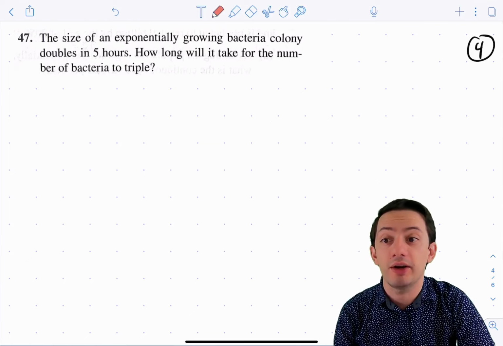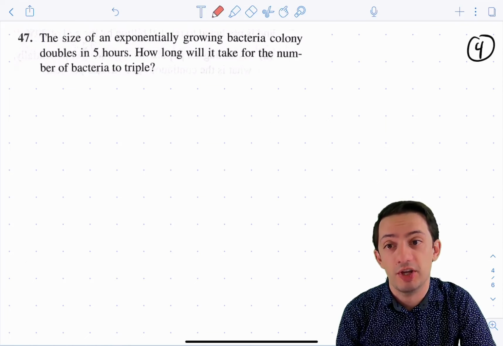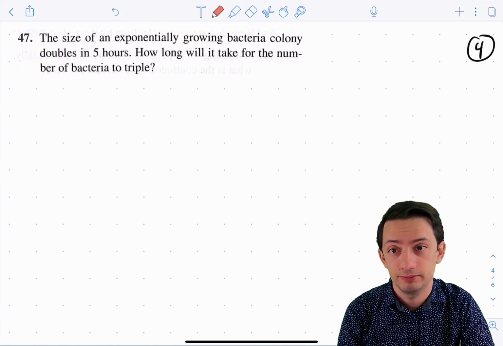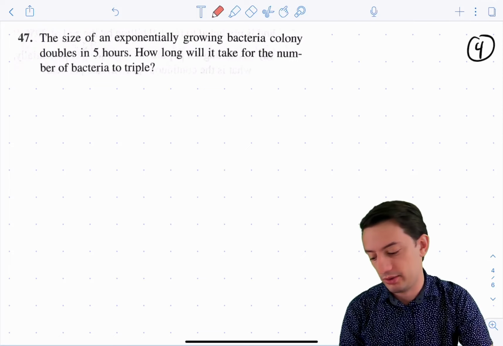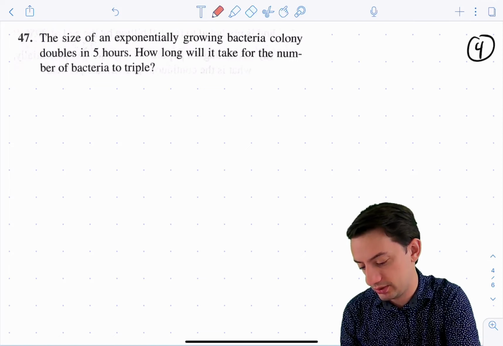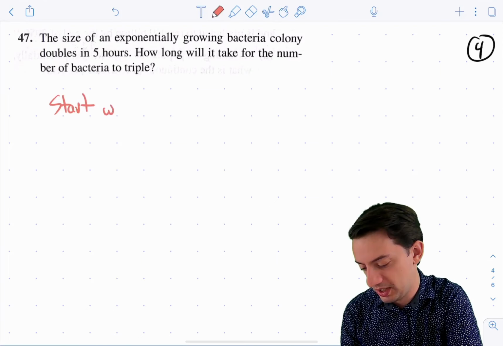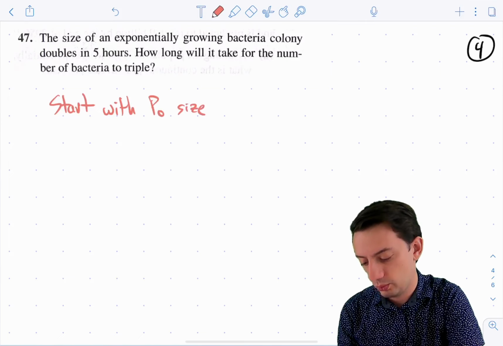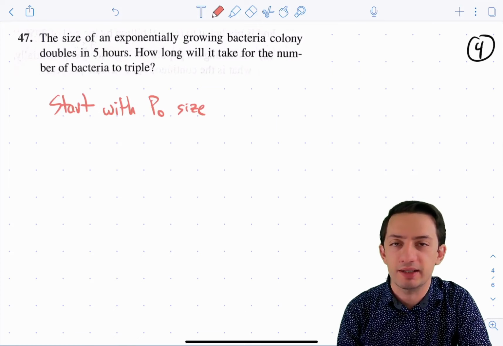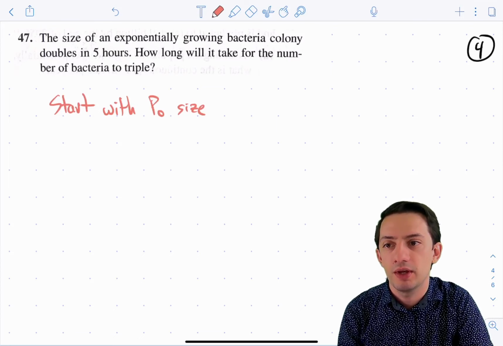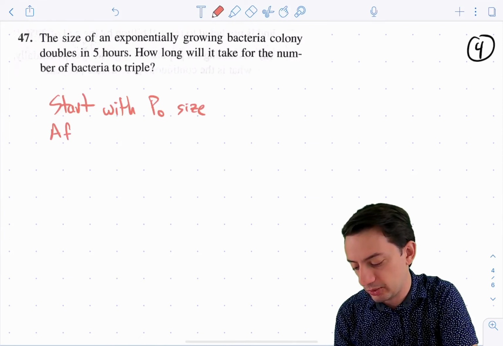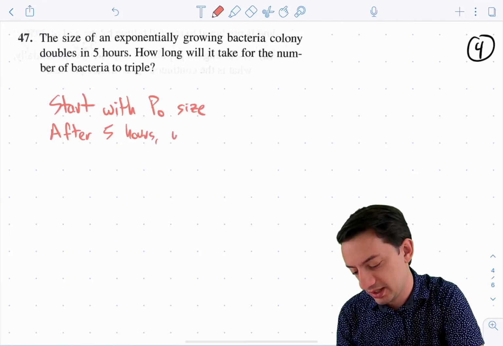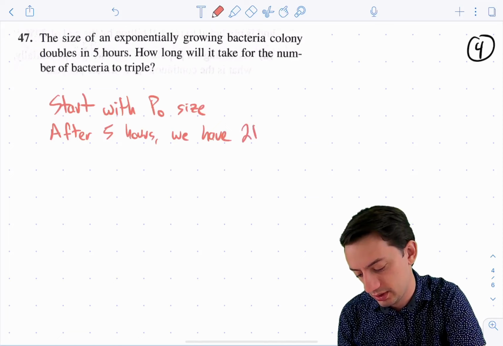So what we need to do here is write out a formula first for the exponential growth that may or may not require some logarithms, and then figure out how long it takes to triple. So the size doubles in 5 hours. Let's think about what that means. Let's suppose that you start with p0 size, whether that's the number of bacteria or whatever else. You start with p0. Now, after 5 hours, I just want to summarize this in words before we try to put it in a formula. After 5 hours, it doubles. So that means we have 2 times p0.